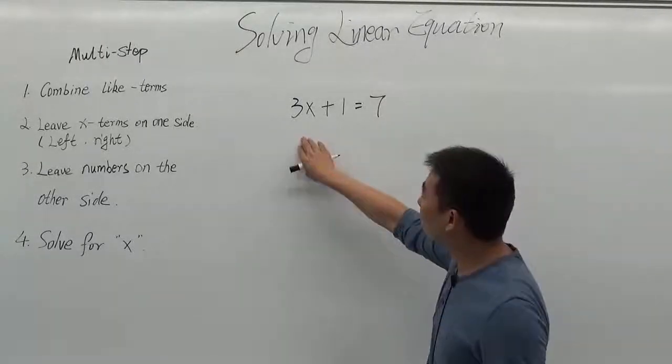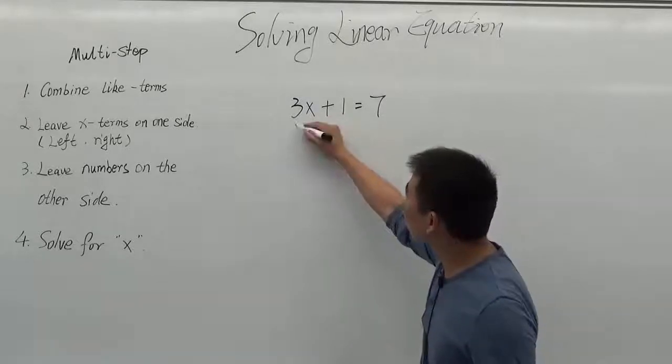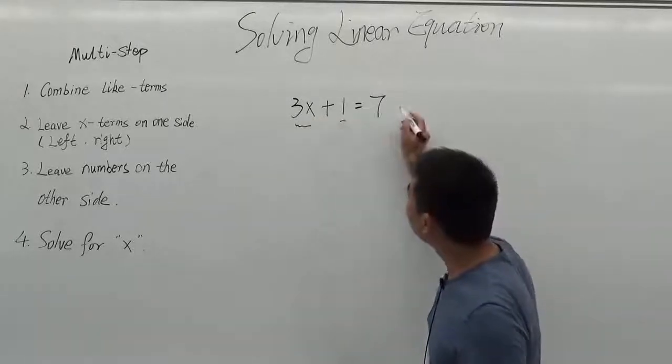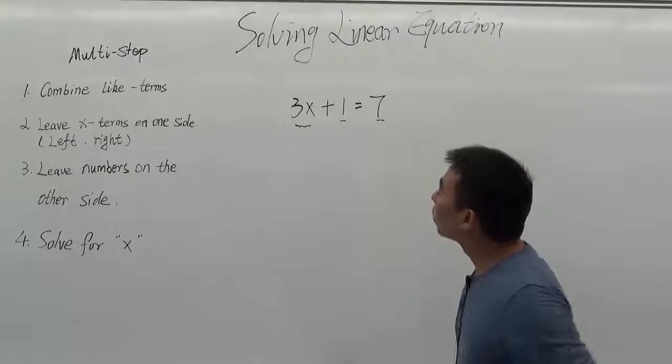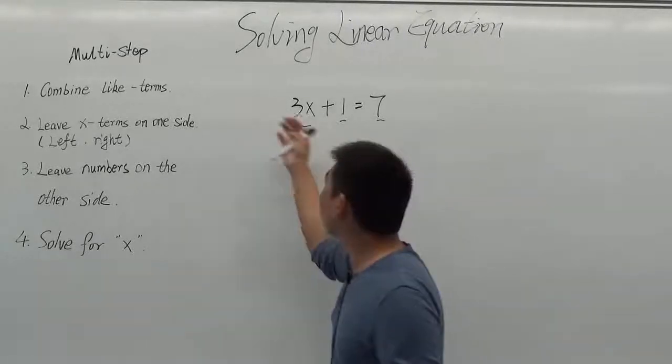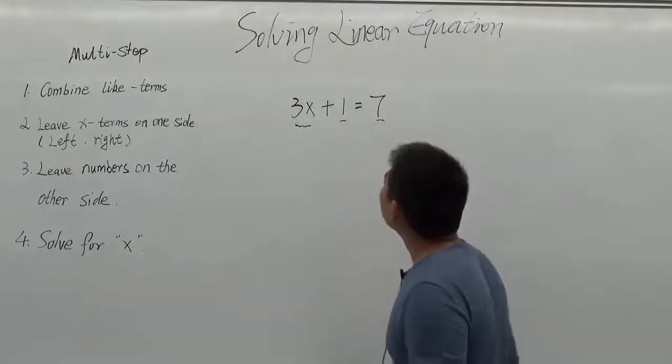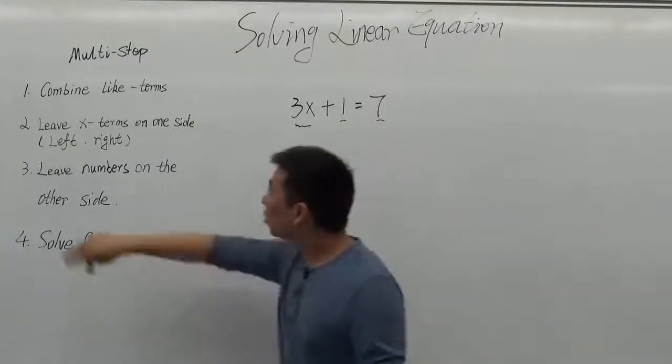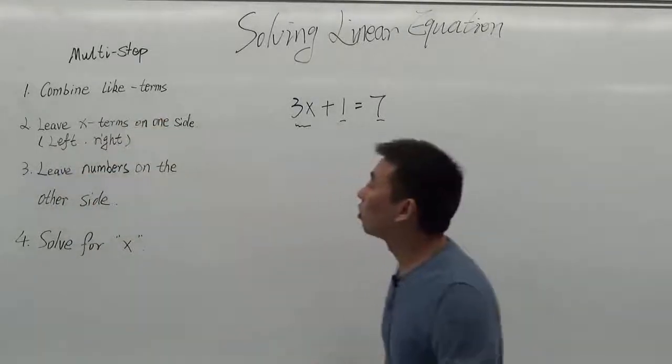Actually, as you can see here, here's a term with x. Here is a number, and 7 is a number. Those are actually the steps required to solve multiple step equations. First one is combine like terms. We'll have to explain this one.